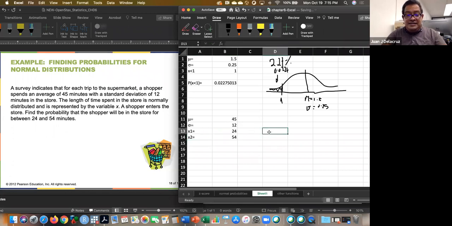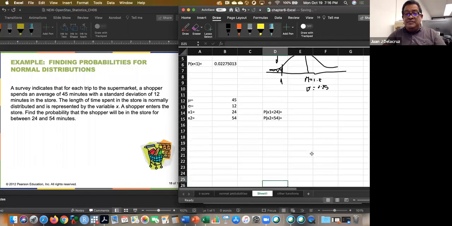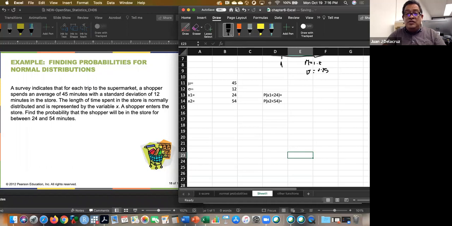So I'm going to find the Z-score, sorry, the probability that X1 is less than 24, and then find the probability that X2 is less than 54, right? So what is that? Well, because we have the case where we have an area under the curve that is situated between two different random variables.